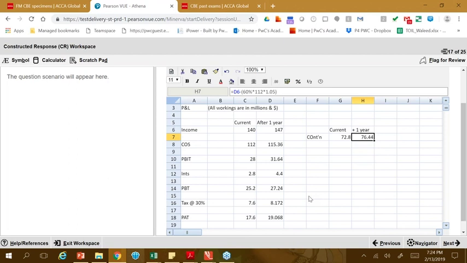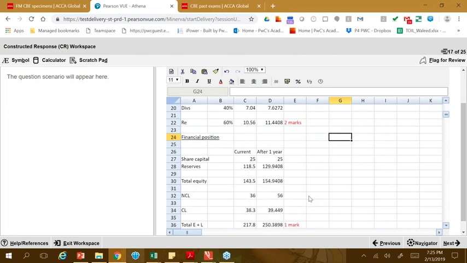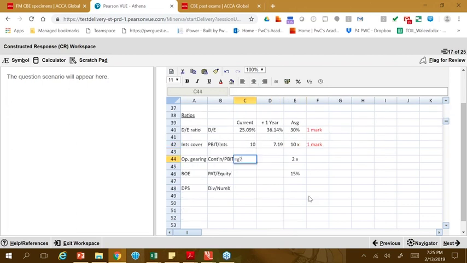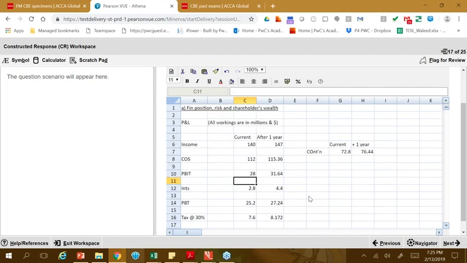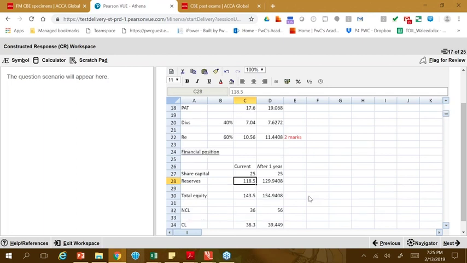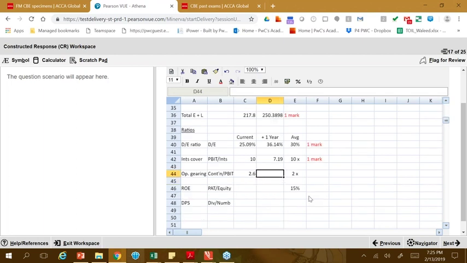So my contributions are now in G7 and H7, and the PBIT is in C10. So G7 divided by C10, and then H7 divided by D10. So I've got my operating gearing now as 2.6 and 2.42. One more mark here for this.